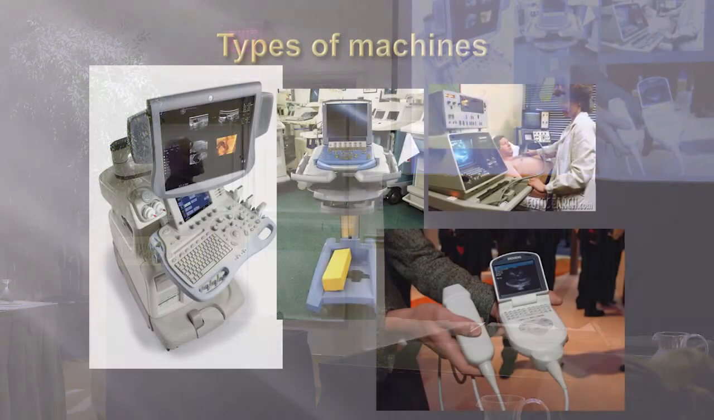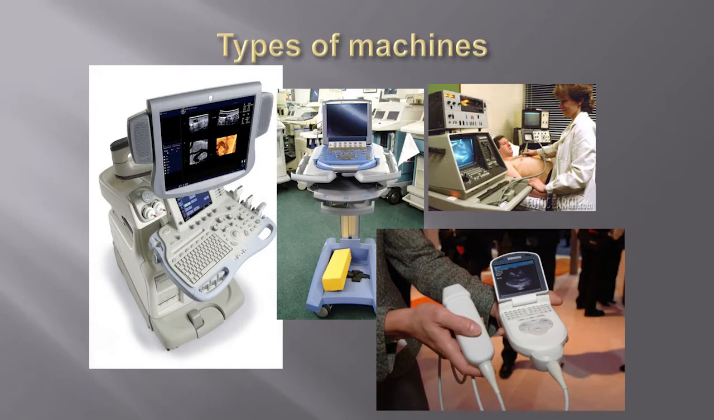All right, all different types of machines, all different types of transducers. This is what we used to start off with, this giant old-fashioned machine. You work in some parts of the country, that's actually what the machines still look like. And they still work, all right? But nowadays, you'll see in some EDs folks walking around with these handheld ultrasound machines and little transducers. And again, they do work.